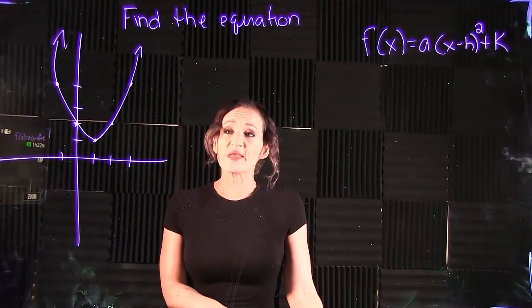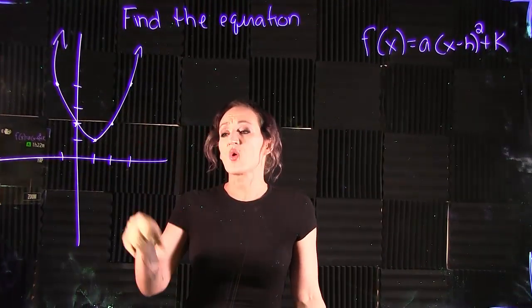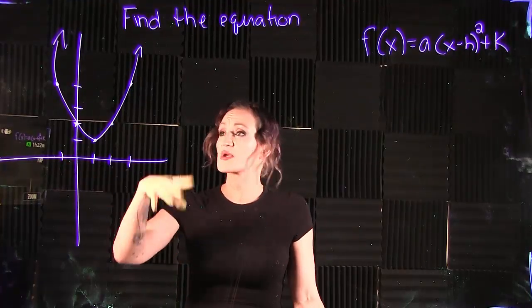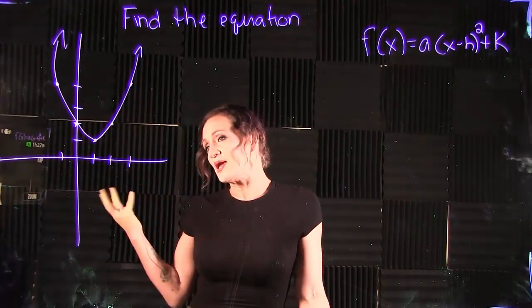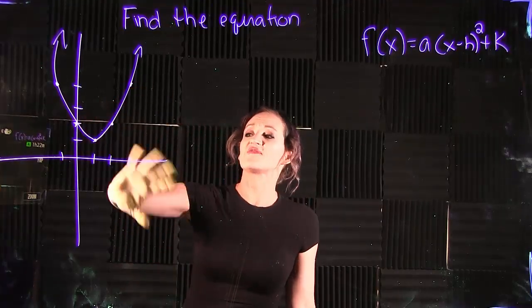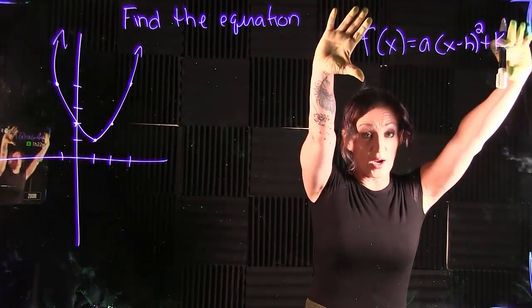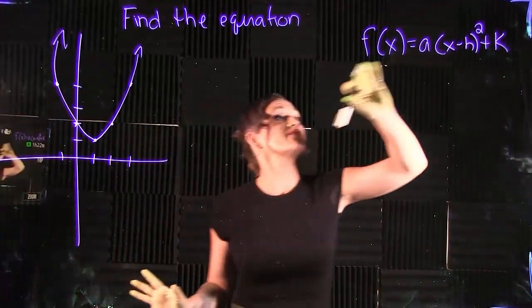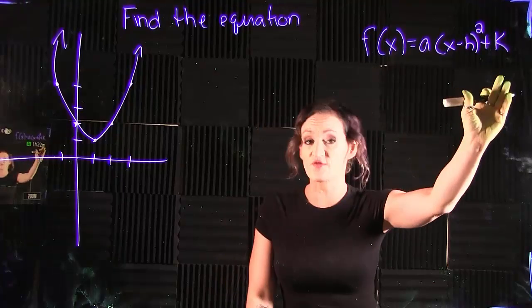For the following example, we are going to find the equation of the given quadratic. So we're given a graph, right? We're given a parabola here, and we are expected to take this graph and turn it into an equation in vertex form.